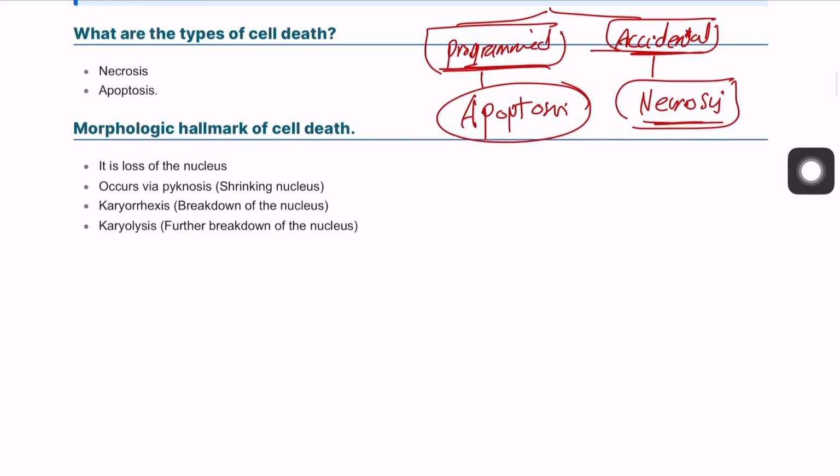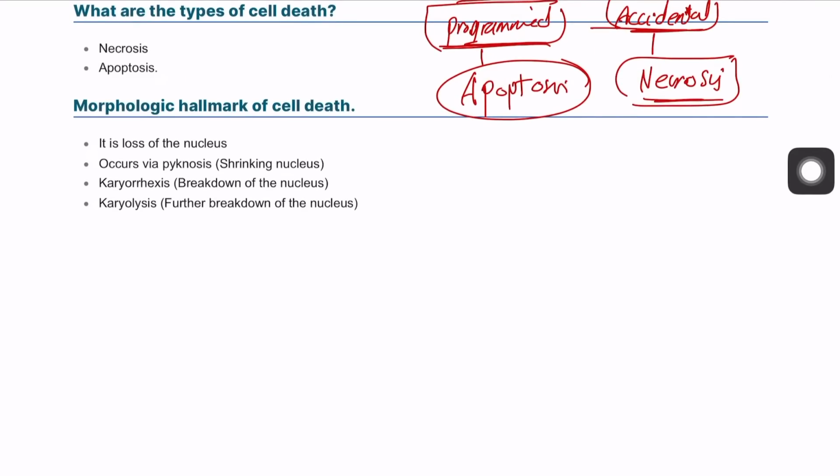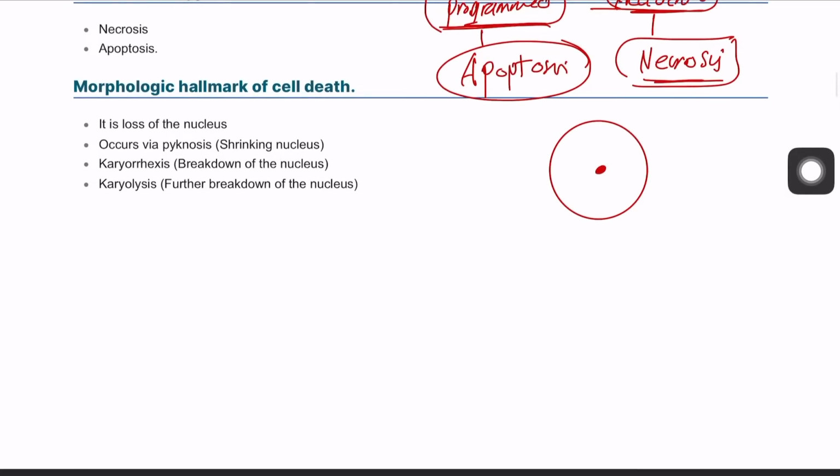The morphological hallmark of cell death is basically the nucleus. So if you have a big cell with a nucleus inside it, then in necrosis, the nucleus can start to shrink in size, which is called pyknosis. After shrinking, it will break down into multiple pieces, and even further breakdown is called karyolysis. And this is mainly the organized pathway that happens in apoptosis.